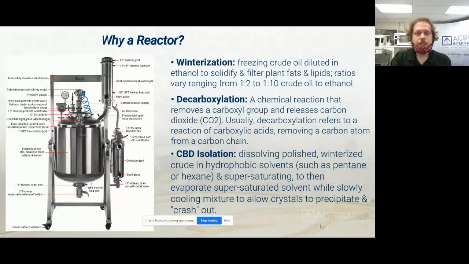CBD isolation is something that's very commonly done, particularly in our filter reactors, because our filter reactors will allow you to remove the bottom so that you can essentially take your cake of isolate out. What happens there is people will be polishing and winterizing their crude oil. You don't need to do fractional distillation in order to do CBD isolation, but oftentimes people will, and it will be recommended, because CBD isolation generally needs to be done by supersaturating with hydrophobic solvents mixed in a similar ratio. I've heard 1 to 3, 1 to 4, 1 to 5 ratios. It needs to be done in that type of ratio, whether it is crude or distillate.